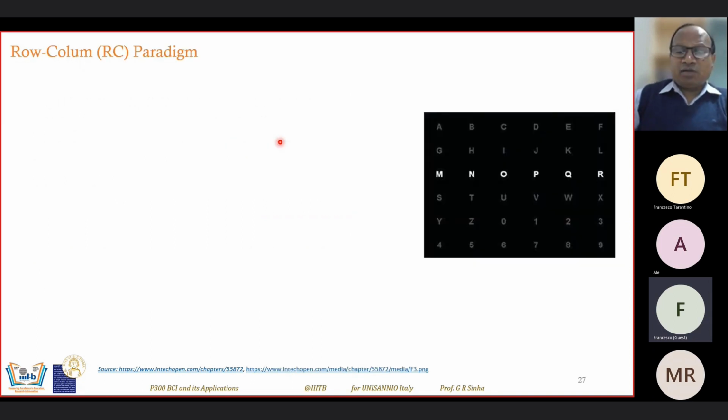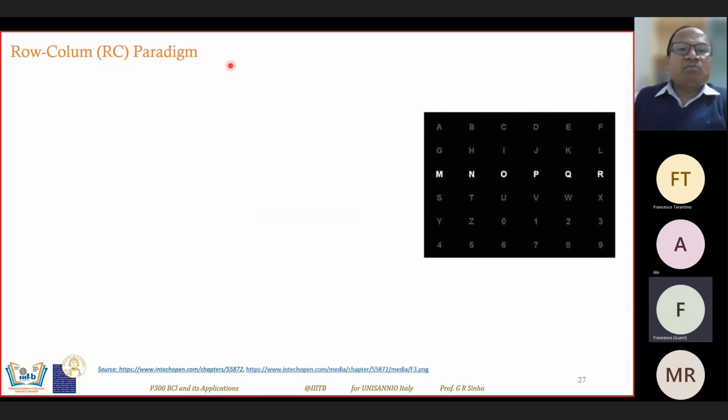So let us talk about a paradigm now. This is another interesting paradigm called the row column paradigm. You can understand why it is called row column. There are rows, there are columns. If you see this matrix, there are 6 rows and 6 columns, where you can see there are some alphabets and some numbers as well. A to Z, all letters are there, and 0 to 9. So 26 plus 10, 36. Therefore, this is an interesting combination of taking 6 cross 6, because it covers all your alphabets and all the numbers of your decimal system.